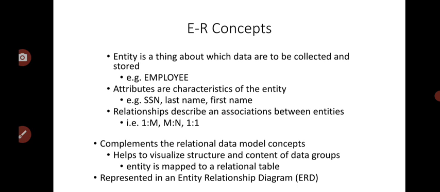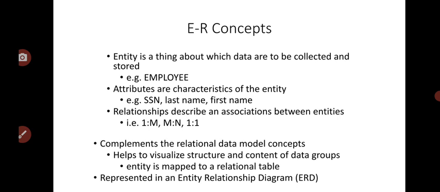And the relationships describe the associations between the entities. These relationships establish the relationship in between the entities and among several relationships also. And these relationships can be of the type 1 to M, 1 to 1, 1 to N, M to N. So these are the types of relationship that can be established with respect to ER concepts. It complements the relational data model concepts and helps to visualize the structure and content of the data groups.